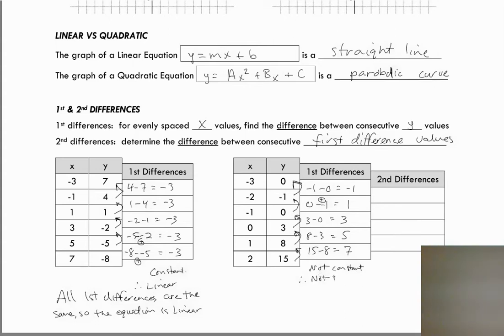Not linear. So when that's the case, we don't know what it is, so we have to go to the next level. The second difference: 1 minus 1, that's going to be a plus sign, so 1 plus 1 is 2. 3 minus 1 is 2. 5 minus 3 is also 2. 7 minus 5 is also 2. So now we see constant. Therefore, quadratic.